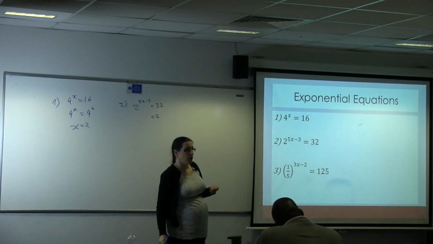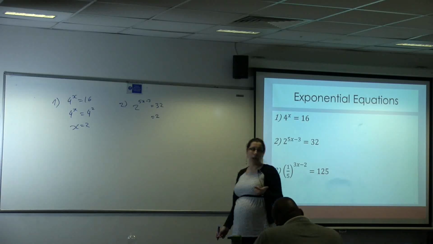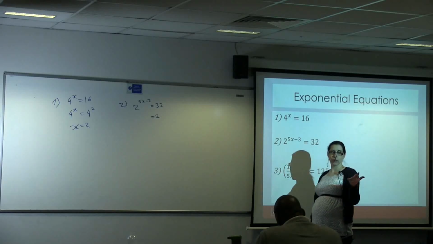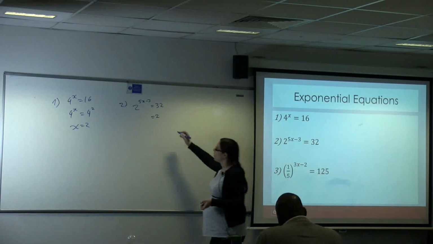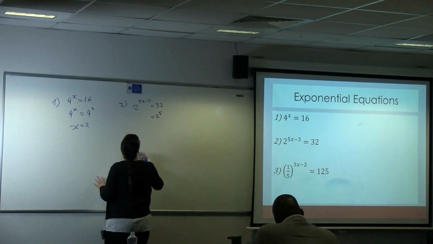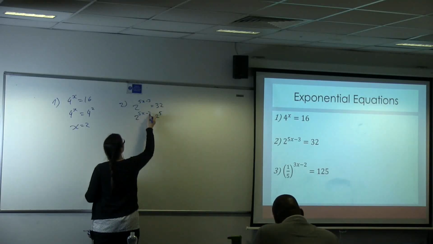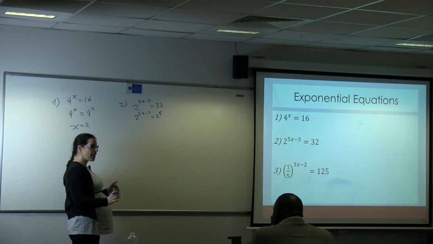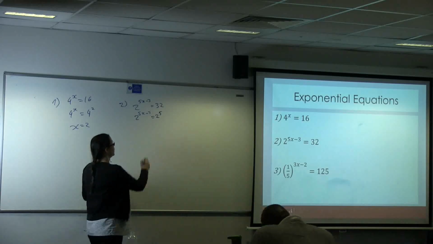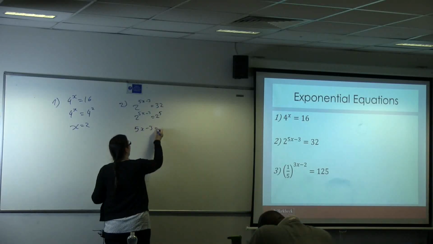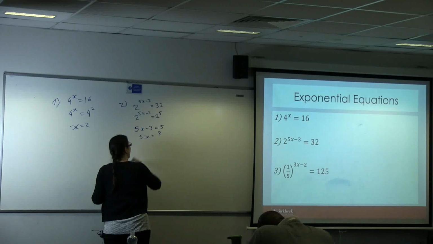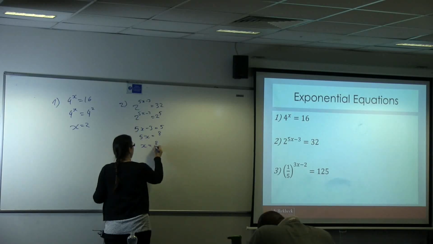Well, 2 times 2 is 4, times 2 is 8, times 2 is 16, times 2 is 32. So I doubled 5 times. That means this is 2 to the power of 5. Again, the bases are the same, so the equation can be true only if the powers are equal. So that means 5x has to be equal to 8, so x has to be 8 over 5.